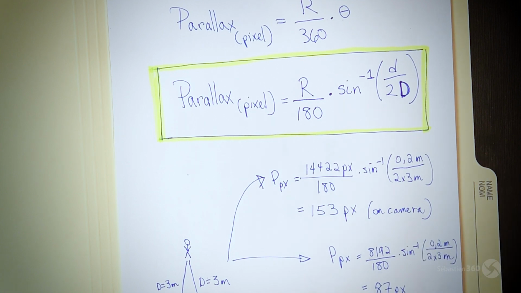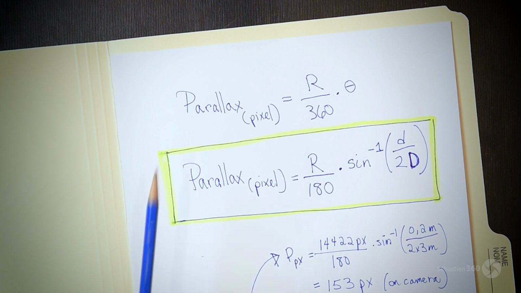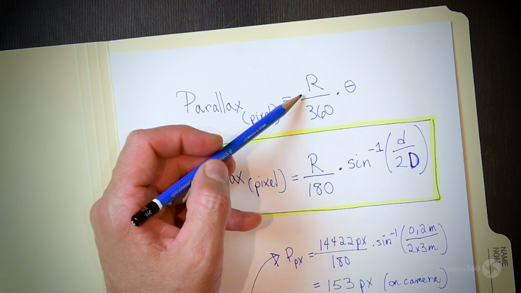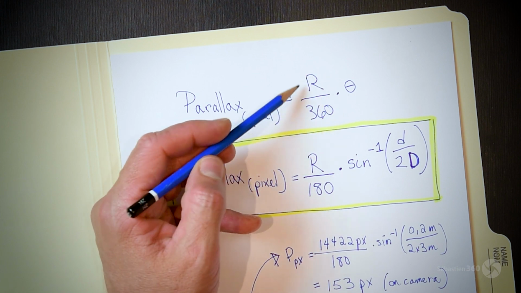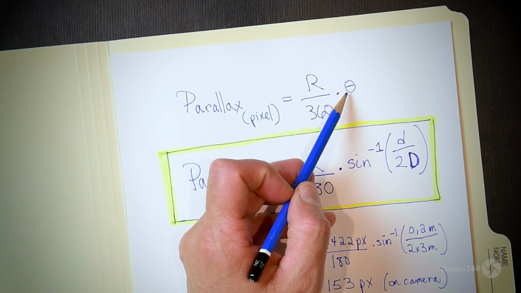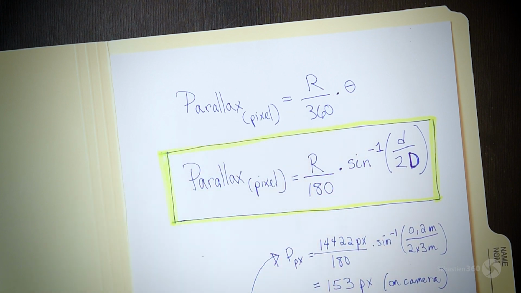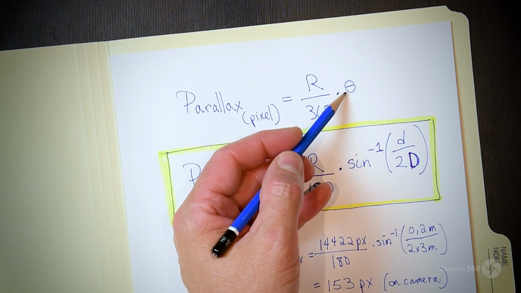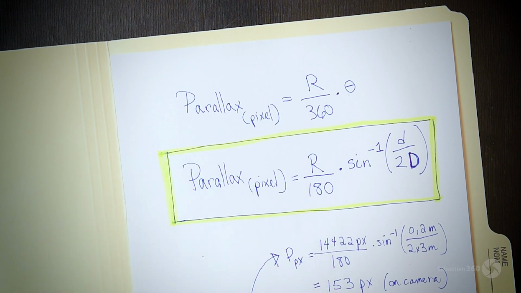And now we have everything to calculate the parallax in pixels. It is simply R divided by 360, which brings us back to the pixel density per degree. If you multiply that by your angle of parallax, you end up with your parallax in pixels. And because we found theta before, if we put in the value, you have the full equation here.